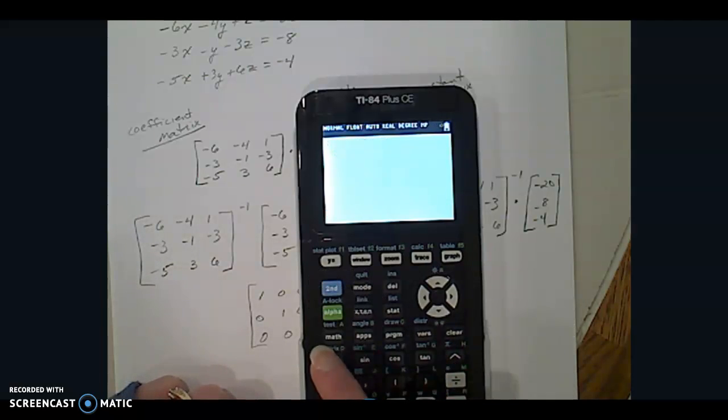Then I'm going to hit second matrix. I'm going to name, I want matrix A, which was my coefficient matrix. I want to take the inverse of that, which is under the math key, times, and then hit second matrix again. Go down, we're naming it, so go down to B, because that's where my constant matrix is. And when I hit enter, there will be your answer.